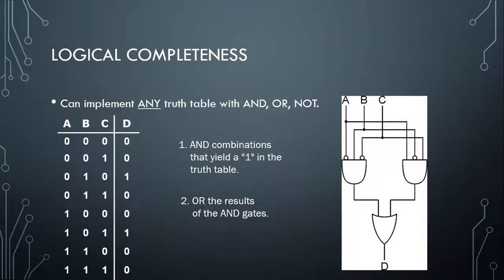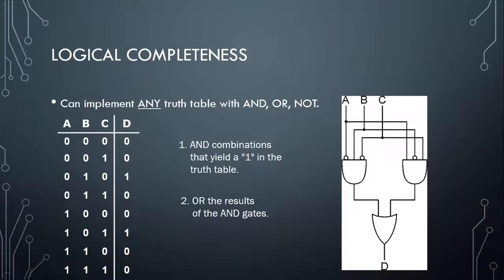Then we're going to OR the results of the AND gates. So I do the next row: we got 0, 0, 1. Well, that's 0. Then I got 0, 1, 0. But you notice that time, I have a 1. Here, I have 0, 1, 1, and a 0. Then I have 1, 0, 0, 0, 1, 0, 1, 1, 1, 1, 0, 0, and 1, 1, 1, 0.